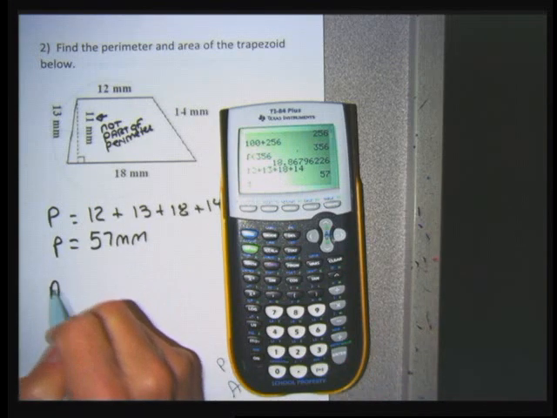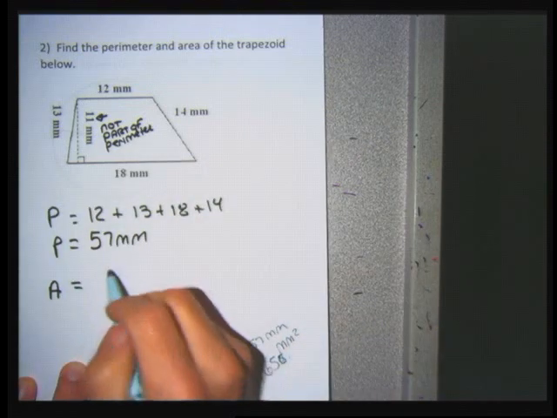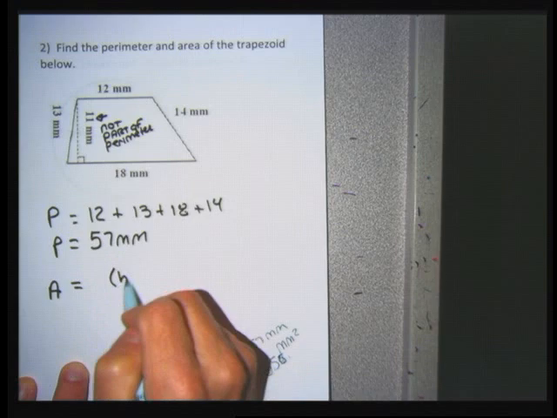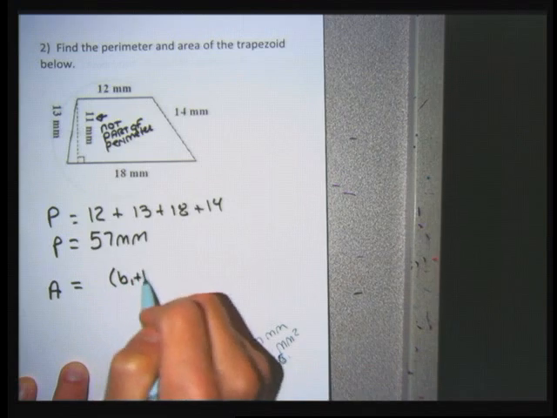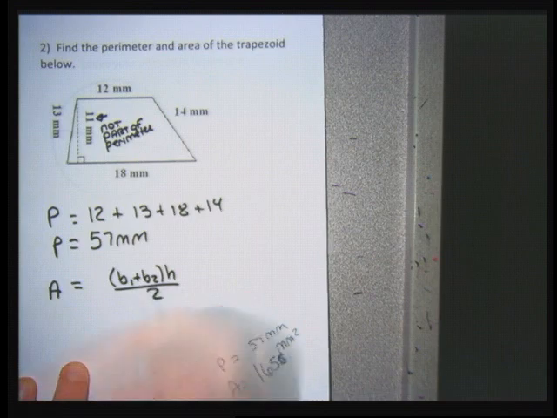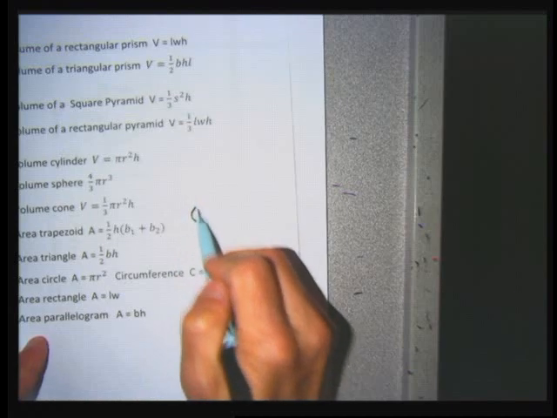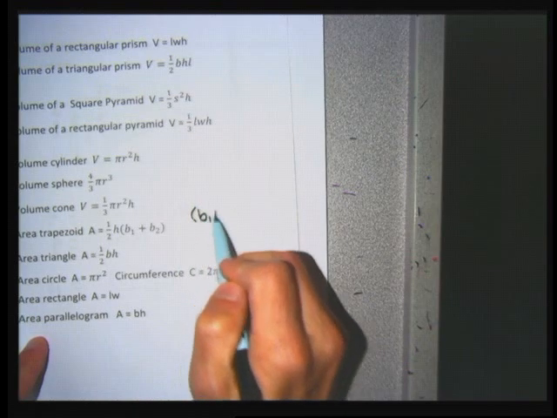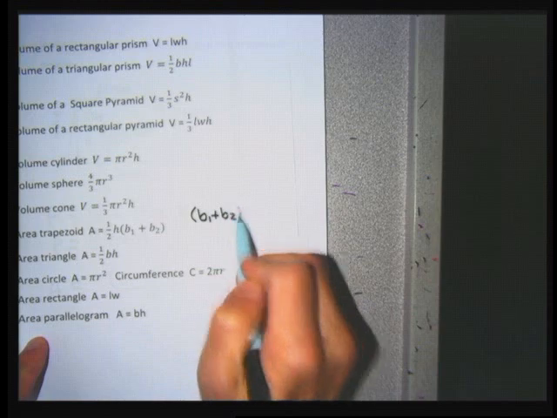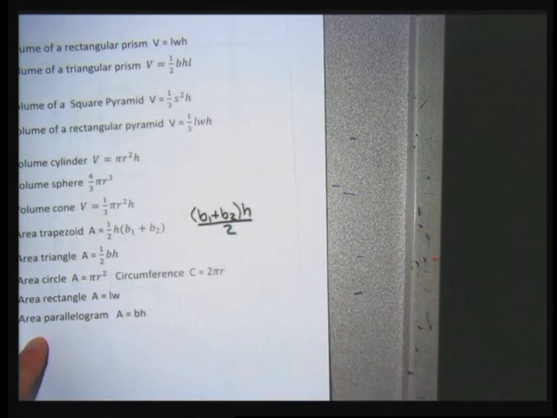For the area, the formula that I need is base 1 plus base 2 times the height over 2. What I have right now in the write-up is this. I kind of like this version of the formula better. These are equal to each other. So I'll go ahead and clean that up for you. I think that's the nicer version of the formula.